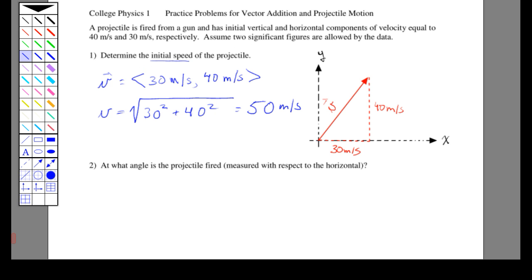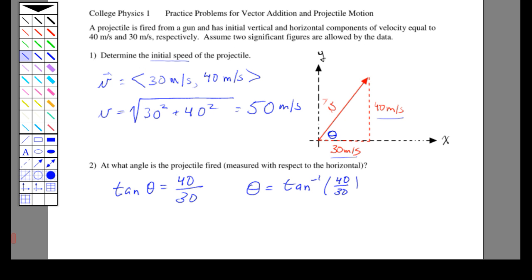Question 2, what angle is the projectile fired, measured with respect to the horizontal? So that is this angle right in there. We're given the y component and the x component, so we know that tan of theta is the opposite side, 40, over 30. So we can solve for theta. This is just the tan inverse of 40 over 30.